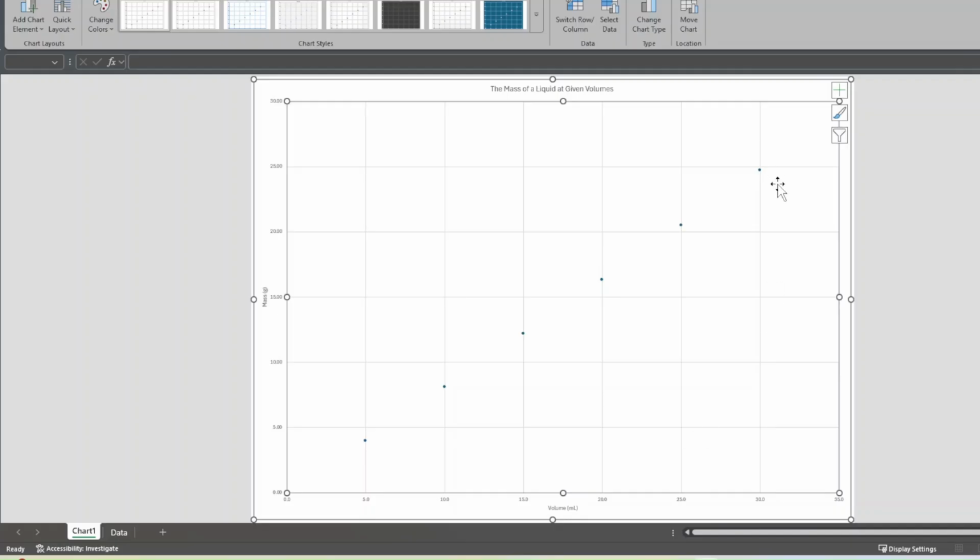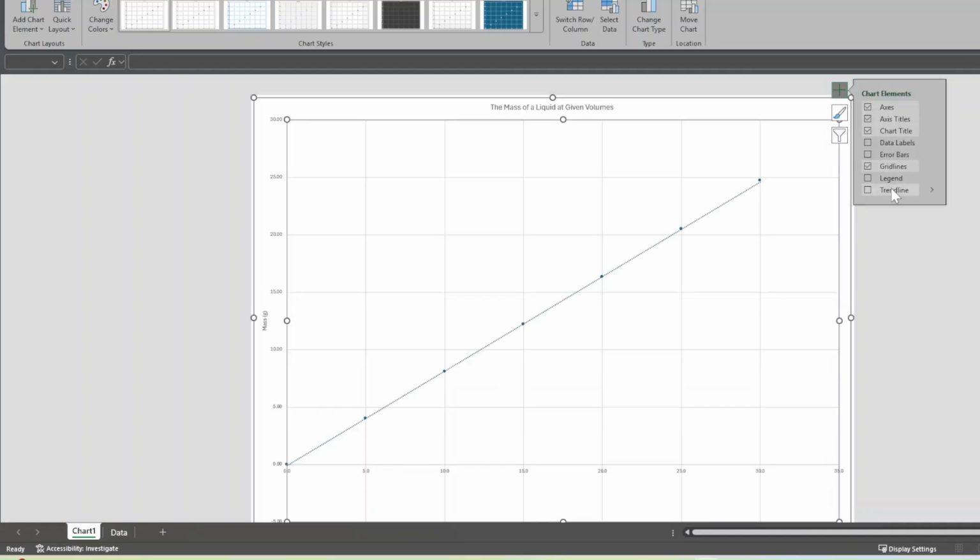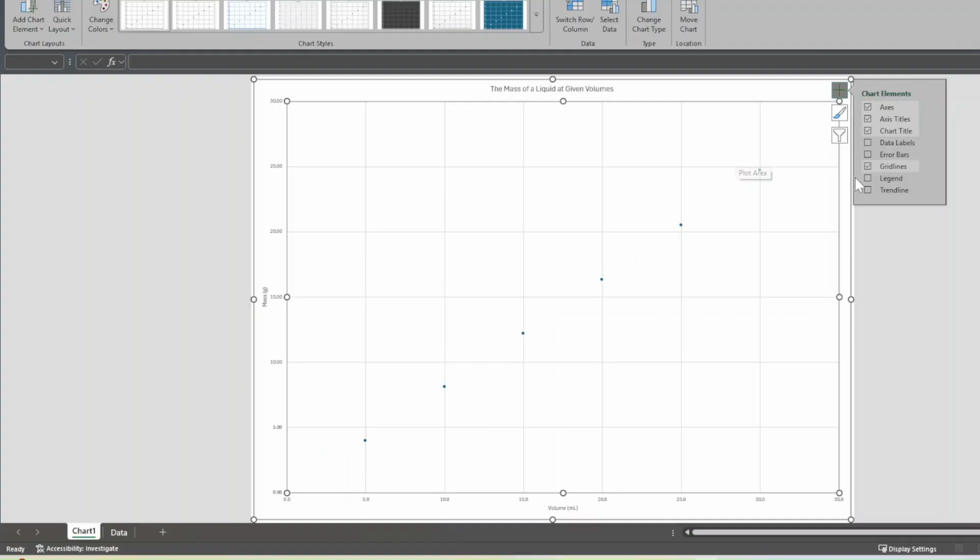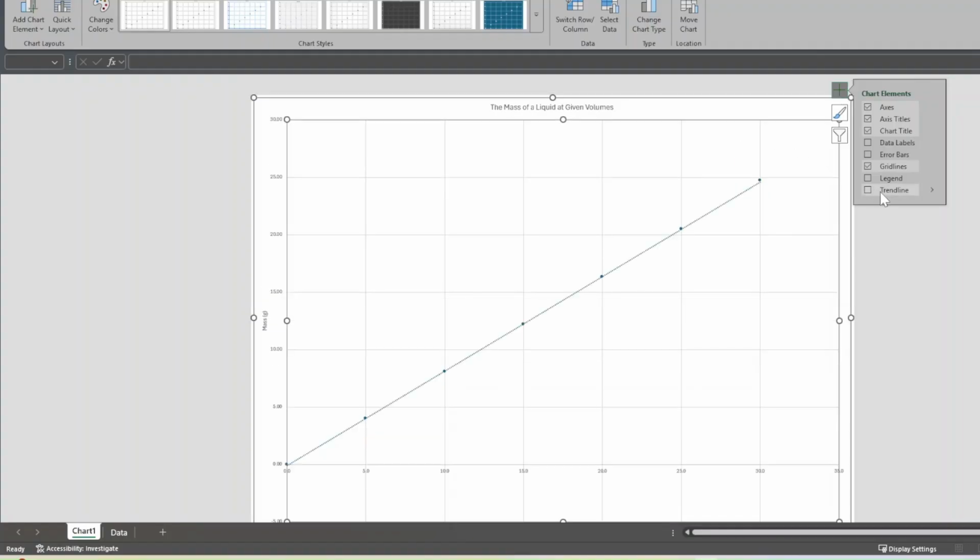Great. And then the next thing we're going to do is add a trend line. So I'm going to hit the plus sign again. I'm going to go down to trend line. Now, if I were to click the button, I don't know if you noticed what happened, but the graph all of a sudden went into the negative. So it's going to do the best line of fit going through whatever intercept it wants.